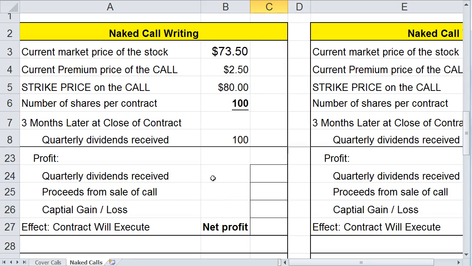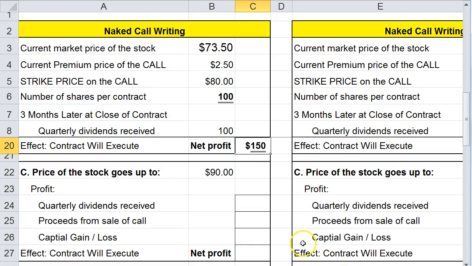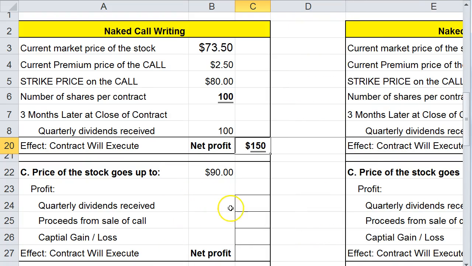But what if the stock price goes to 90? So if the stock price goes to 90, what happens now? Let me just move this a little lower. Okay, so I still don't receive any dividends. My proceeds are going to be the premium, when I sell the call contract, the premium times the shares. Now the capital gain or loss. Again, I am selling it to them at 80, which means I'm losing $10 a share because I have to buy it at 90 to sell it to them at 80. So I lose $10 a share, and I'm losing $10 a share on 100 shares.